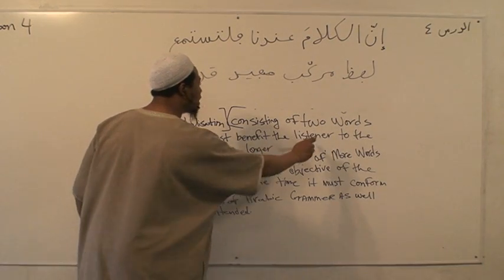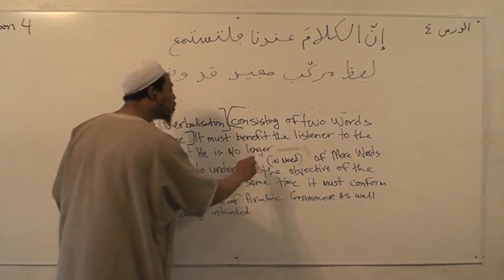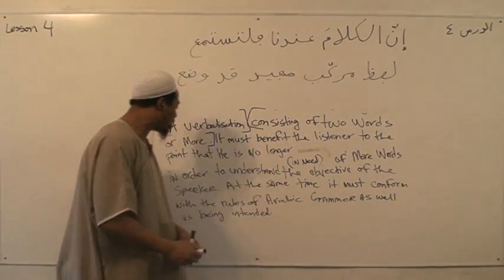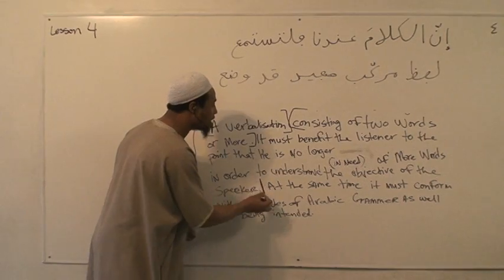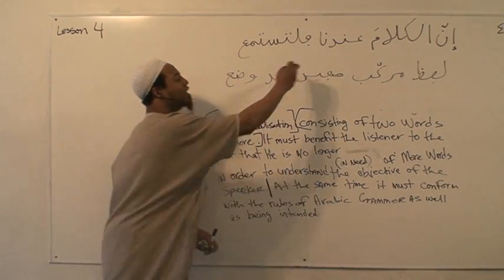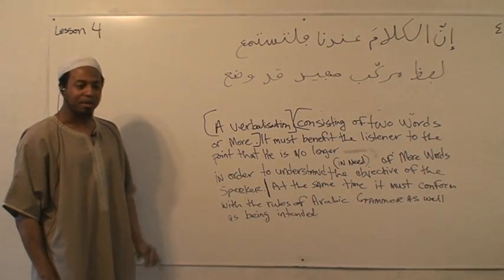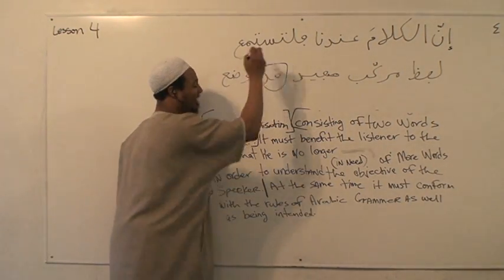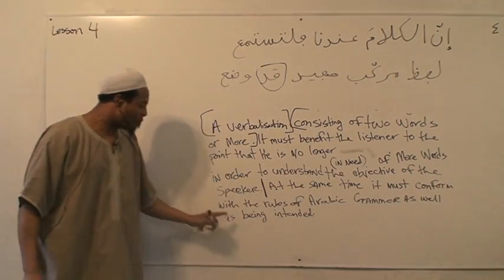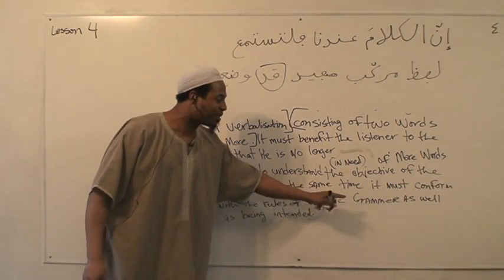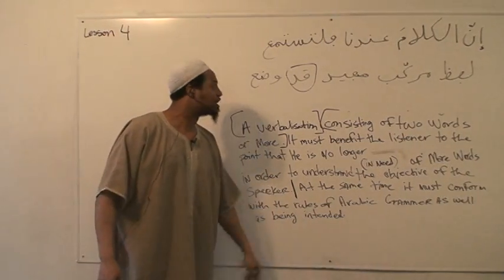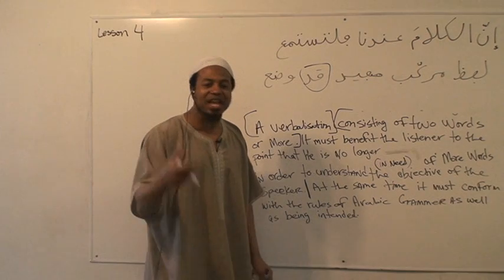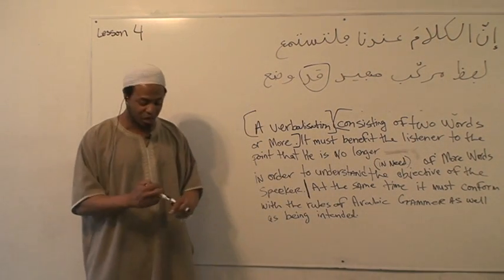It must benefit the listener to the point that he is no longer in need of more words in order to understand the objective of the speaker. What is this coming from? Mufidun. Okay? Beneficial. At the same time, qad. It must conform with the rules of Arabic grammar as well as being intended. Where do we find that? Wudi'a. Placed and put grammatically in Arabic's own form. That's where it comes from.